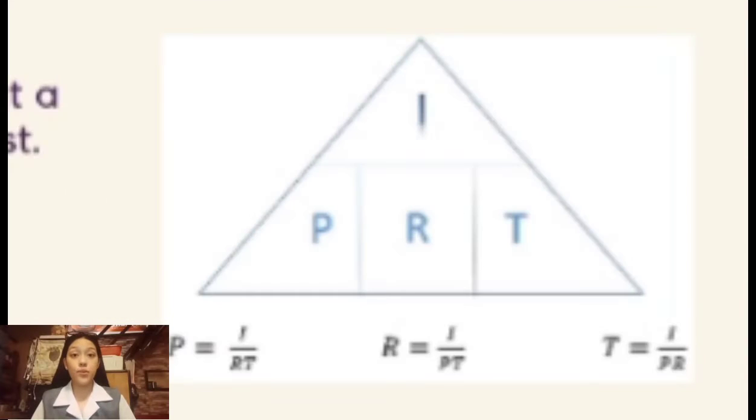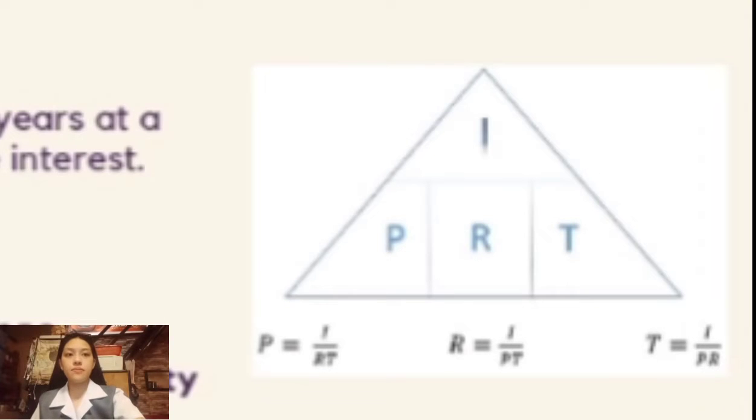Now, let me show you the formula. We have a shortcut formula to make it easier for you. First, when finding interest, the formula will be interest is equals to principal amount, rate, and time. And when finding the rate, the formula would be rate is equals to interest over principal amount and time. And when finding the time, the formula would be the time is equals to interest over principal amount and rate.